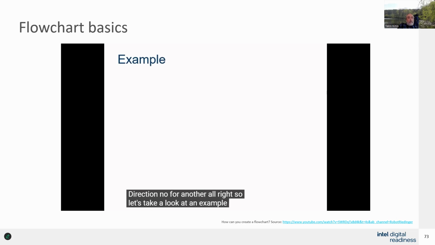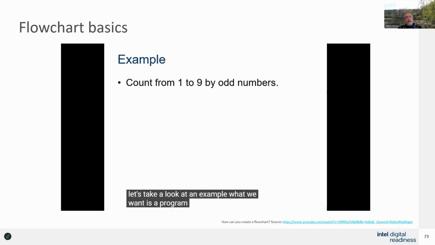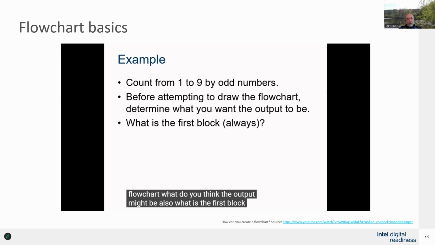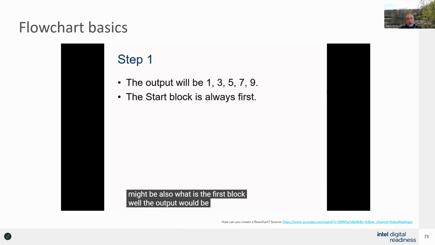All right, so let's take a look at an example. What we want is a program, a flowchart, for counting from 1 to 9, but only in odd numbers. So before attempting to draw the flowchart, what do you think the output might be? Also, what is the first block? Well, the output would be 1, 3, 5, 7, and 9, right? Those are the odd numbers that are between 1 and 9, including 1 and 9. And the start block is always going to be the first one.